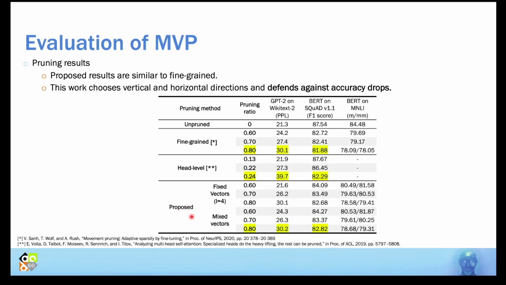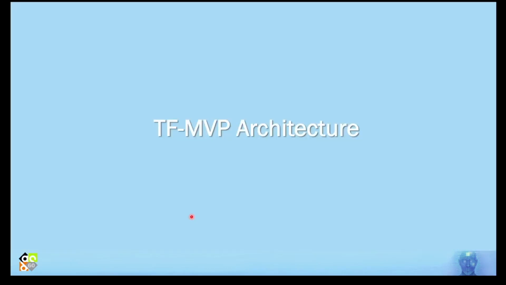In the proposed approach, when we perform pruning with mixed vectors, we can achieve results that are almost similar to the fine-grained results. While previous works only used one direction, such as row-wise pruning, this work chooses vertical and horizontal directions based on the matrix characteristics, thus defending against accuracy drops. From now on, I will suggest a dedicated transformer accelerator fitted to mixed-length vector pruning.